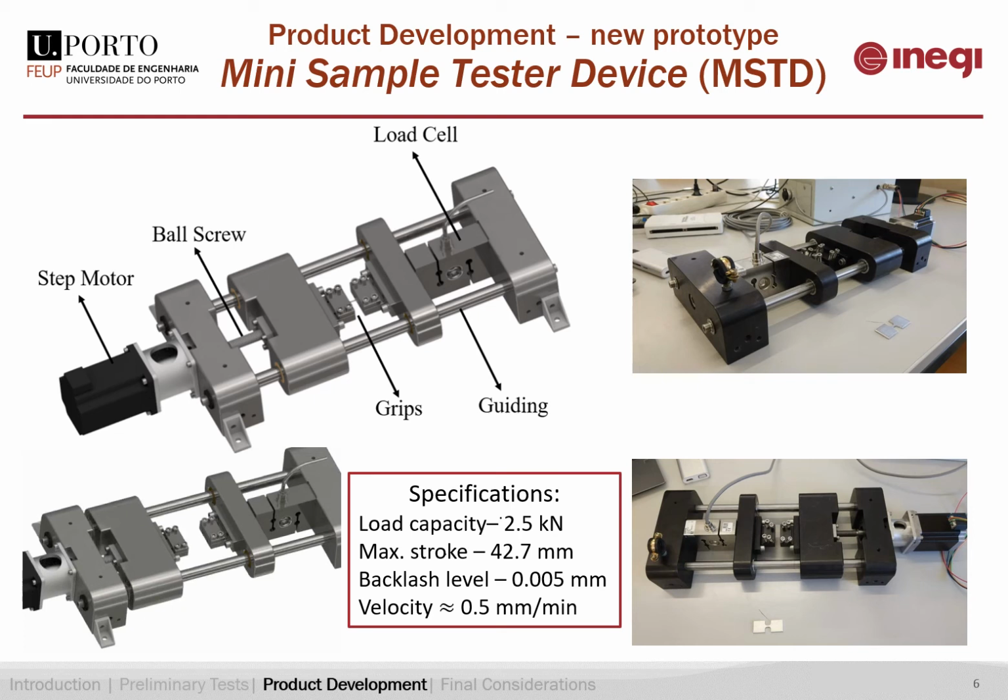The ball screw has a step of 2 millimeters and guarantees a backlash level of 0.5 microns. This characteristic is extremely relevant in solicitations with different directions.